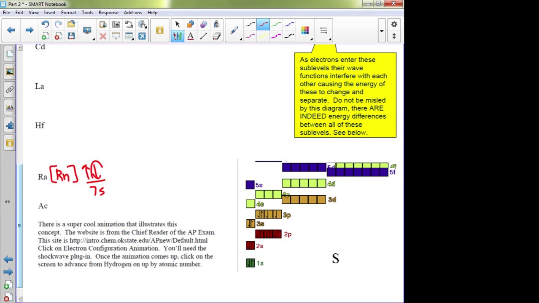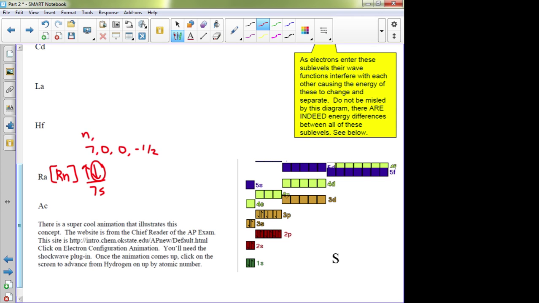All right. So now, let's do the quantum numbers for the last arrow that we drew, because that's what you're going to do tomorrow. What's my n for this? 7. What is my l for this? 0. What is my m for this? 0. And what is my s for this? Negative 1/2.